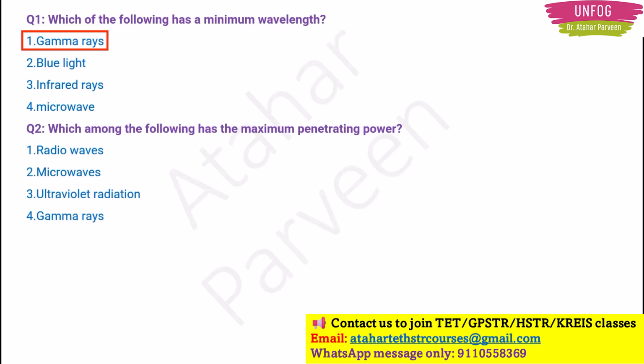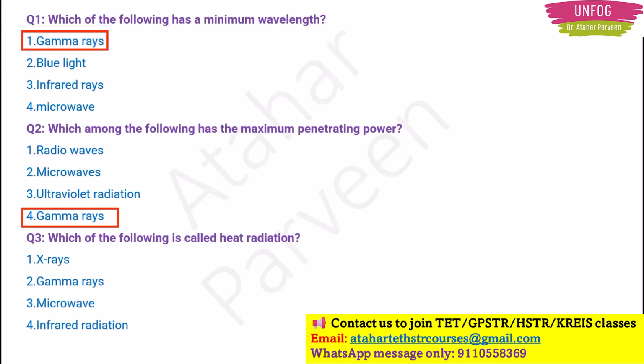Which among the following has the maximum penetrating power? They are gamma rays because they have very small wavelength. Those which have small wavelength and high frequency will have more penetrating power. More frequency means they will have more penetrating power. Less frequency means they will have less penetrating power. These gamma rays have more frequency, so they have maximum penetrating power.